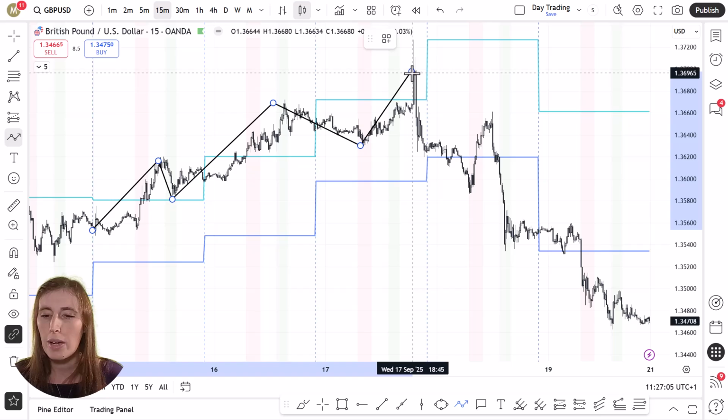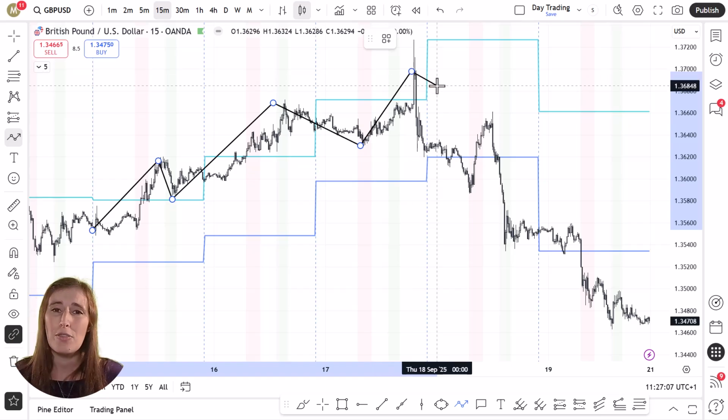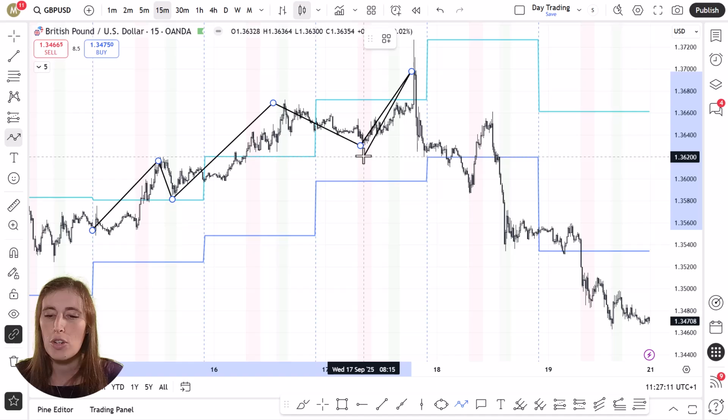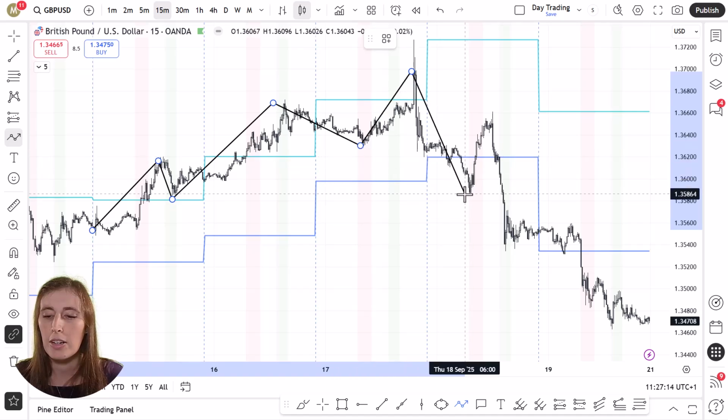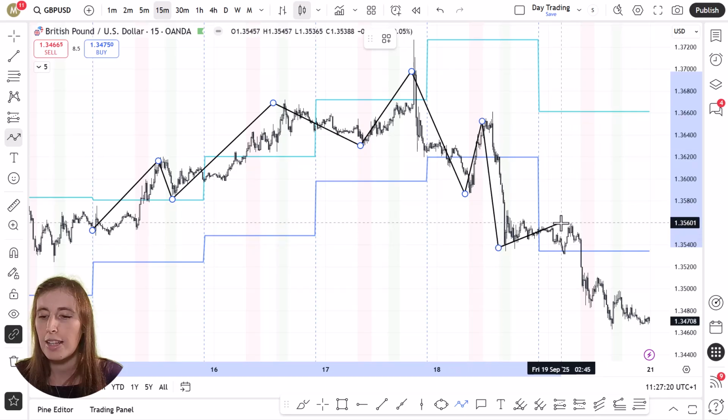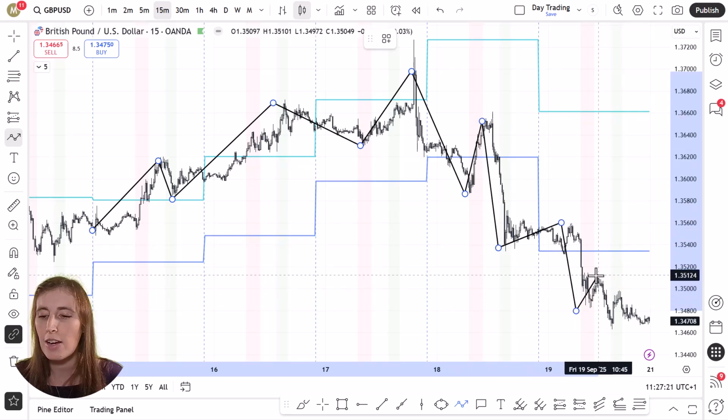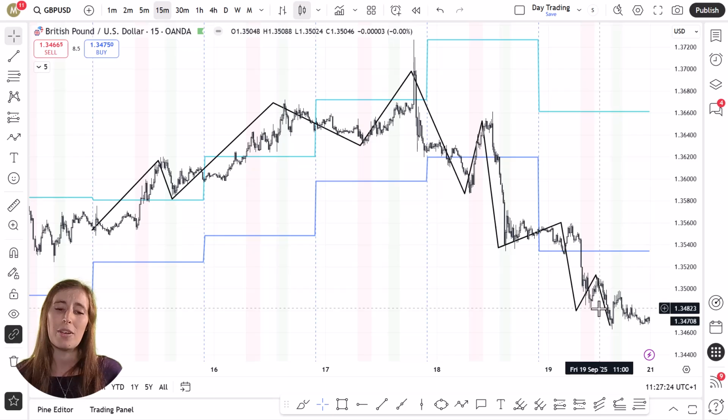And then on Thursday, we had that change in behavior that we sometimes see towards the end of the week. We broke the structure of Wednesday and closed down here. We got a pull back up, retesting this area on the Thursday, broke back down. And then Friday, we continued with this downtrend. So this week, we have had an uptrend, we've had a change in behavior, and we've had a downtrend.